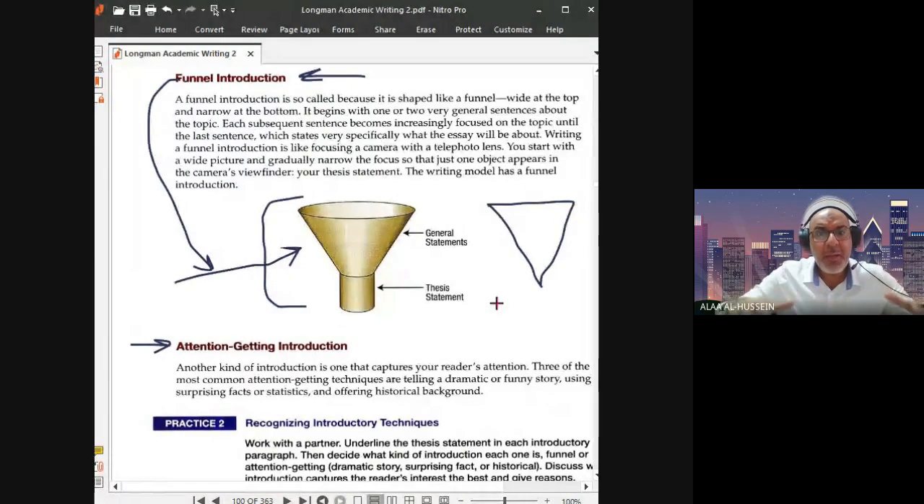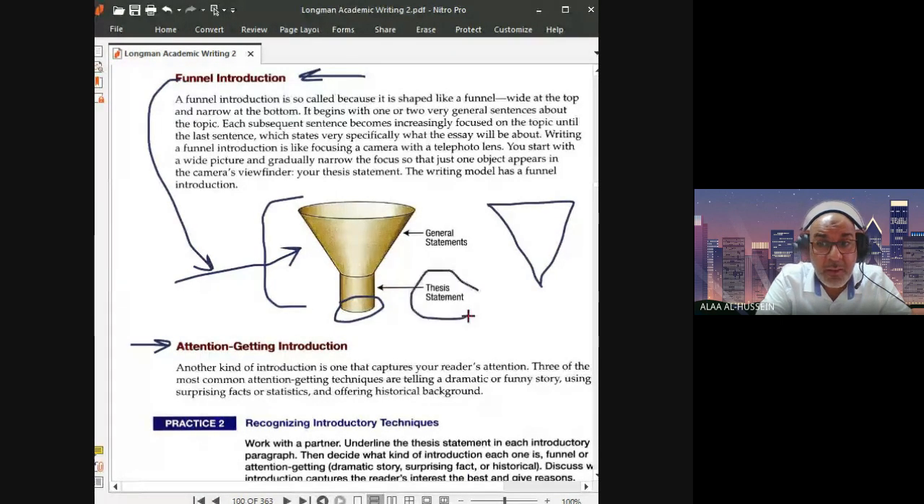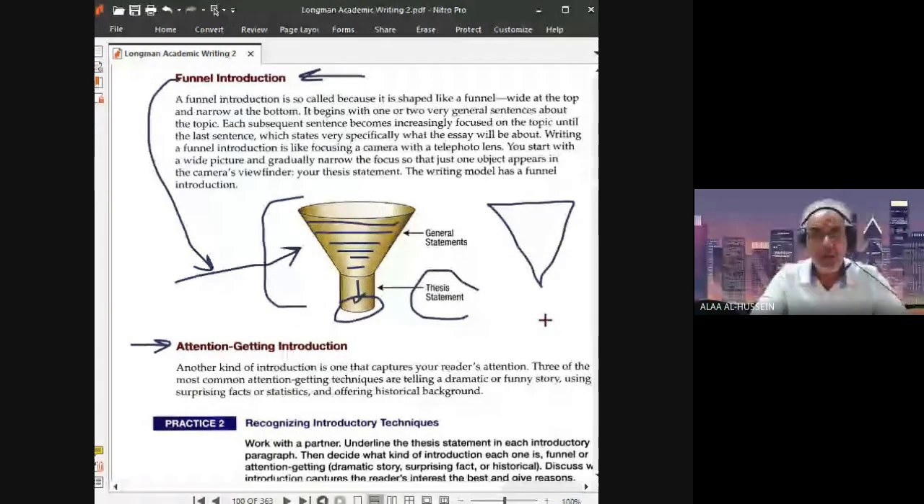We have to start with a general background about the topic. And then we explain the general topic by specifying it step by step, narrowing it down until we reach our thesis statement. Okay? So we start from the general and narrow down our ideas step by step until we reach the most specific idea, the most specific point about our topic.